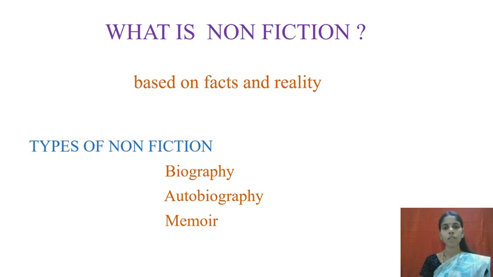Next, we are going to see the second type of prose, that is non-fiction. Non-fiction is based on events on paper that are real and not on the author's imagination. There are three types of non-fiction. They are biography, autobiography, and memoir. Let us see the detailed explanation about the types of non-fiction.